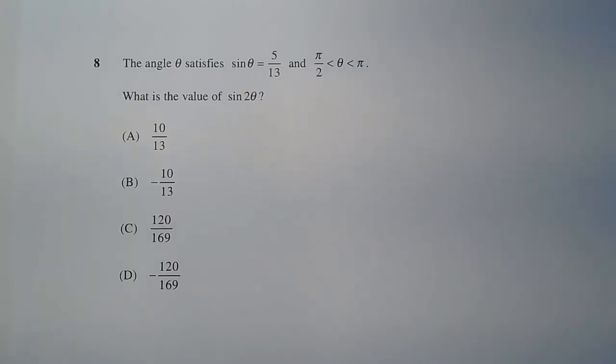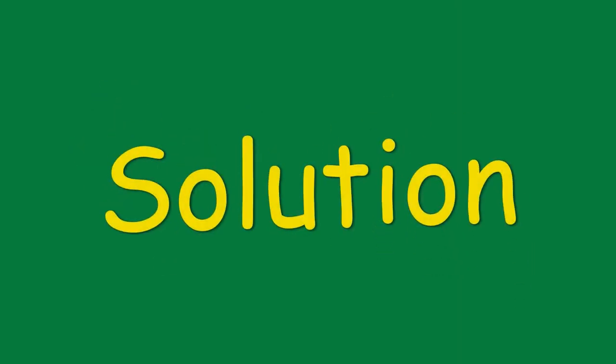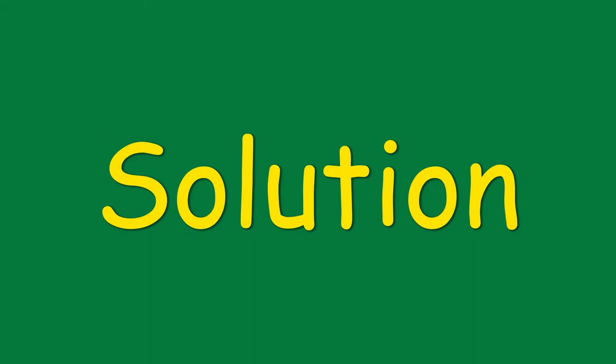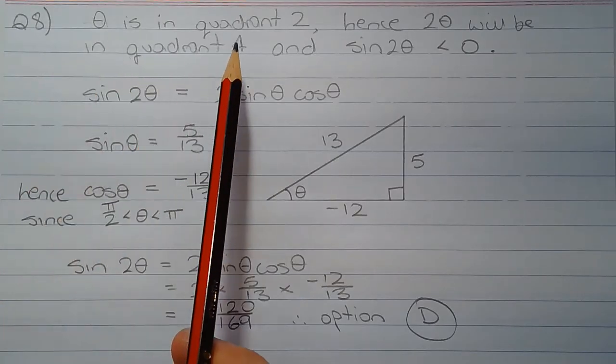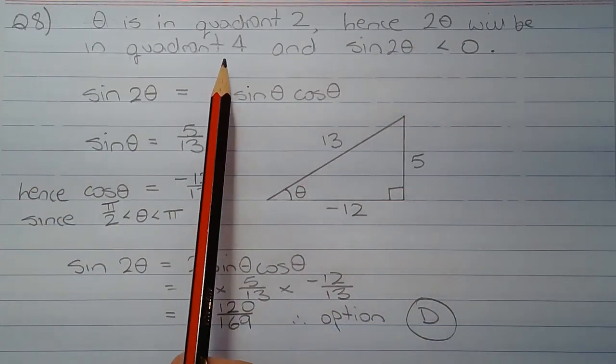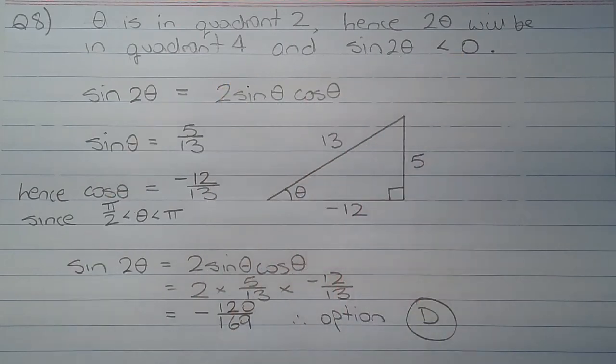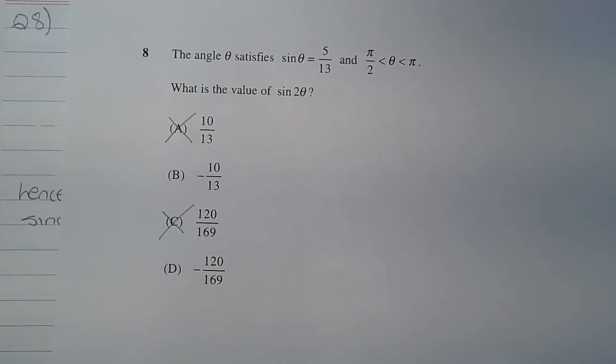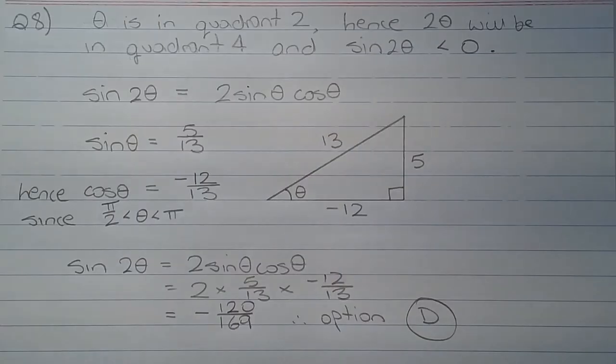Question 8. The angle theta satisfies sine theta equals 5 over 13, and theta is greater than pi over 2 and less than pi. What is the value of sine 2 theta? Theta is in quadrant 2, hence 2 theta will be in quadrant 4 and sine 2 theta will be negative. That immediately rules out options A or C, since both of those values are positive.